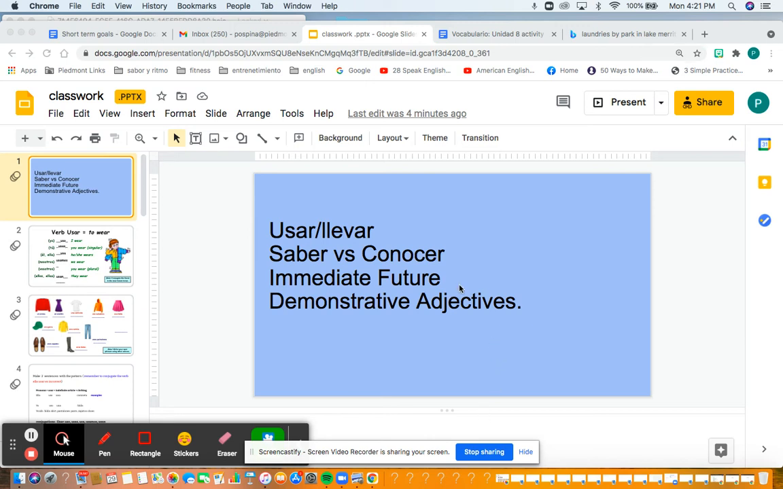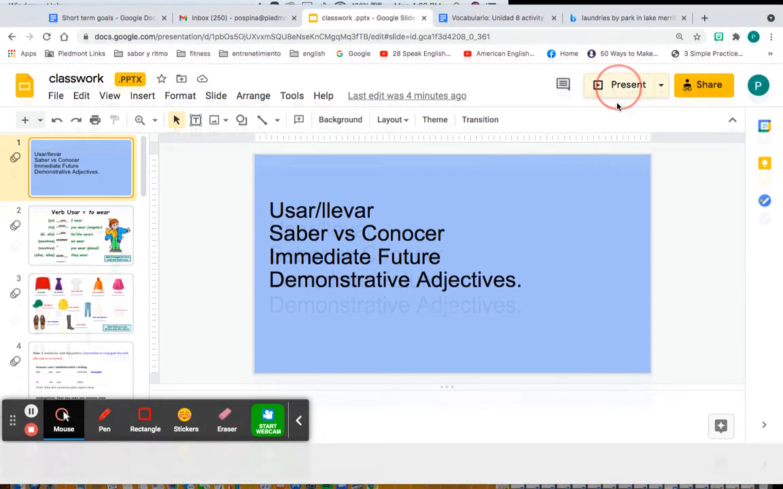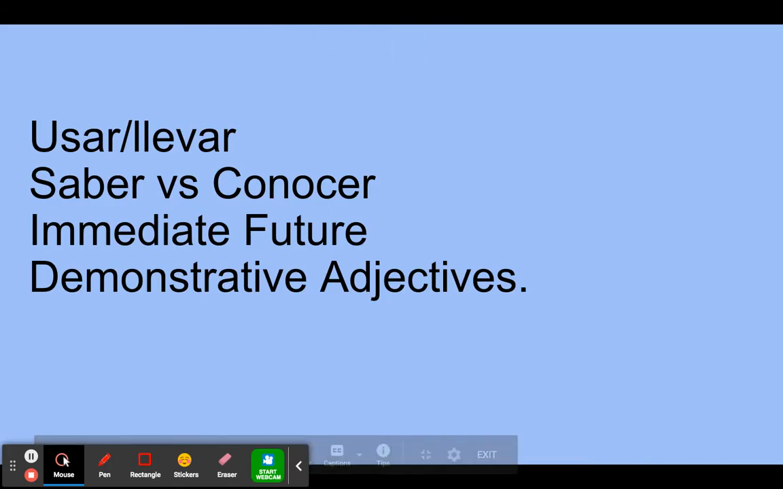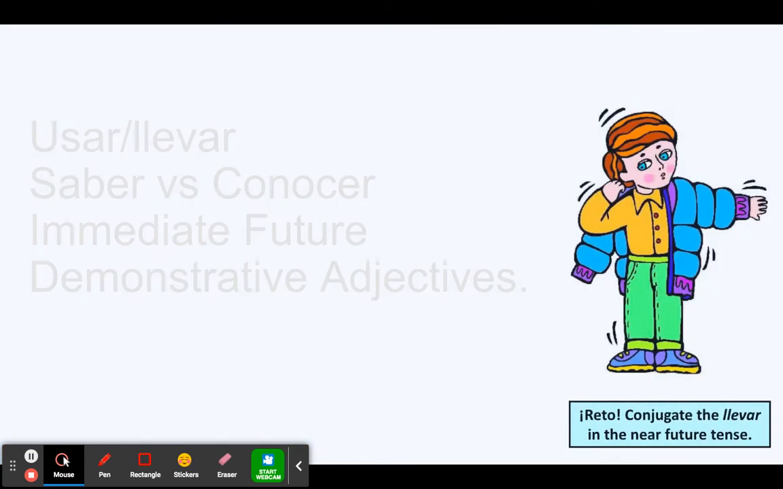So this will be a review for this unit, and it's also going to be a makeup assignment. We're just going to go over some basic concepts. Please take some notes, and also please make some sentences as we go. What we're going to study here are the uses and meanings of usar and llevar, saber, conocer, the immediate future, and demonstrative adjectives.